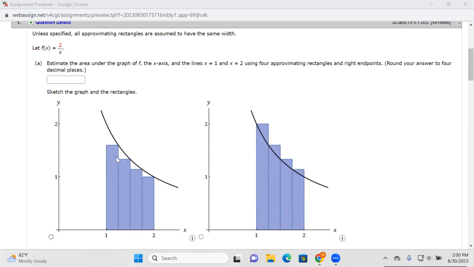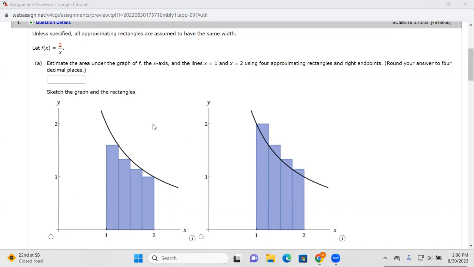The heights of our rectangles would correspondingly be f of 1.25, f of 1.5, f of 1.75, and f of 2. Incidentally, the width of each of our rectangles is just our entire domain divided by 4, which is 0.25 in each case. So we've got 4 rectangles, each of width 0.25, each of height determined by the function f of x equals 2 over x, evaluated at 1.25, 1.5, 1.75, and 2.